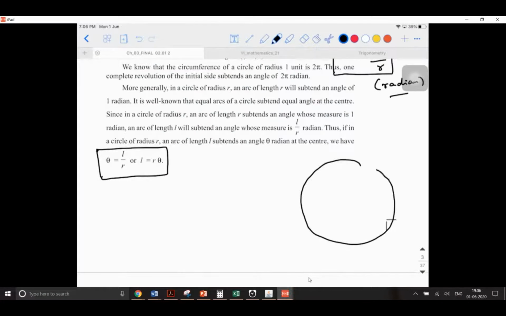So if I have a particular circle of radius r, here the angle is going to be theta. Now, if I want to find the area of the sector, what is the formula that you're going to use?